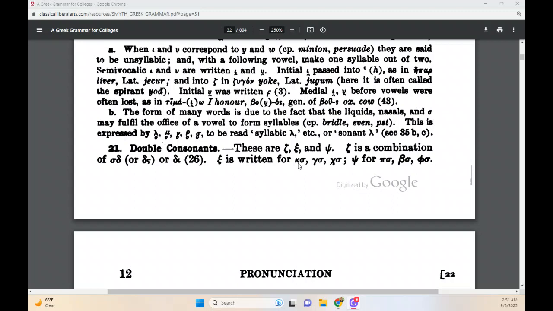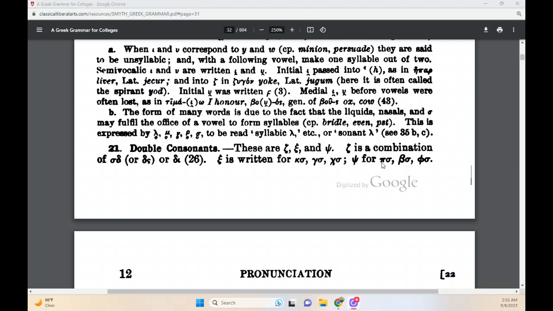So again, you see this kappa, gamma, chi. Kappa is the basic sound. Gamma is the voiced sound. Chi is the aspirated. Pi is the basic sound, beta is the voiced sound, phi is the aspirated sound.